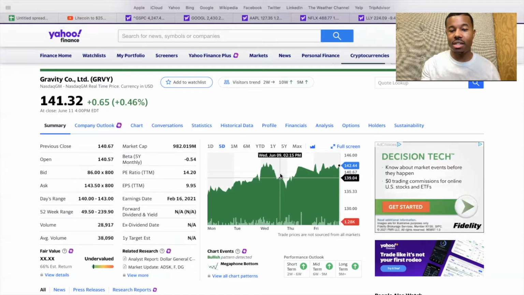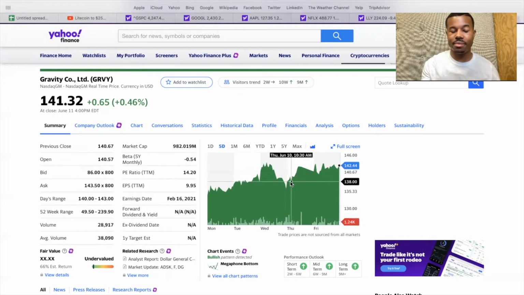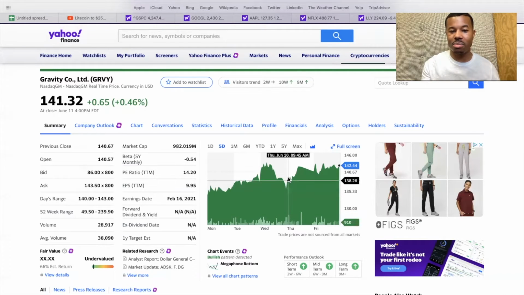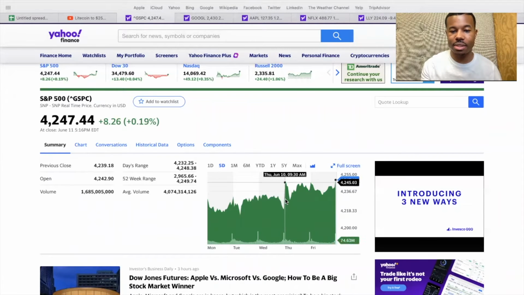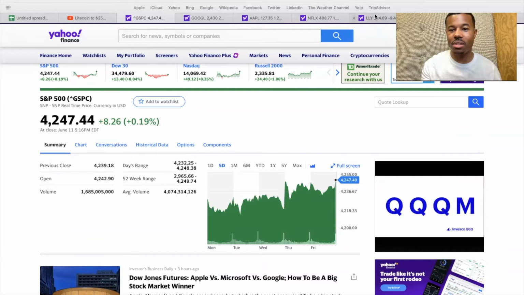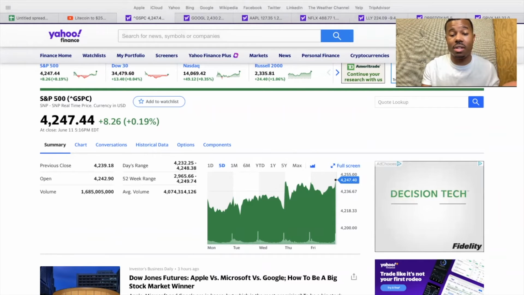On the 10th, the S&P was going up. This was not spiking up around the 9th and the 10th. You can see it's just not spiking up on the 10th like what the S&P 500 is doing. It's just not doing that. So this is good analysis.